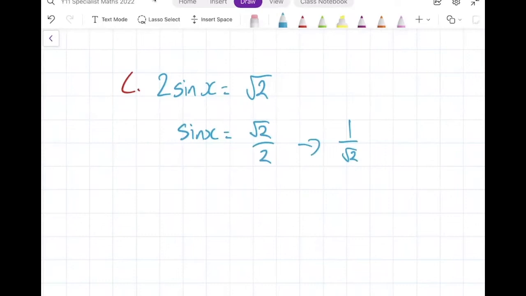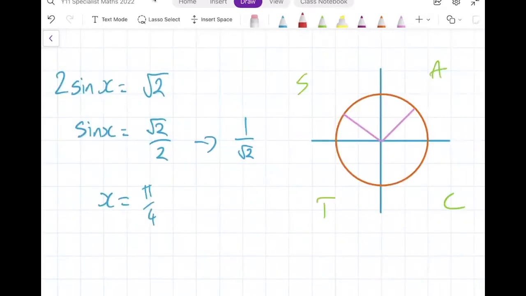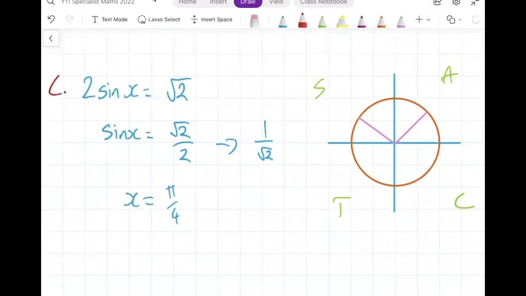So if I know this is 1 over root 2, that is going to be given when x is equal to pi on 4. So I've got my unit circle, and again, sine is positive in quadrant 1 and quadrant 2. So this time round, I have my angle here. If it's pi on 4, it's going to be pi on 4 on this side, and it's going to be pi on 4 on this side. And again, I'm going to work towards a general solution. So I have pi on 4, and I have 3 pi on 4. They're going to be my two solutions.